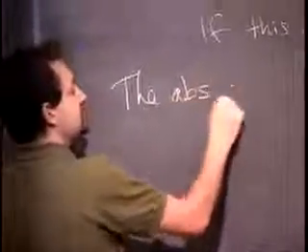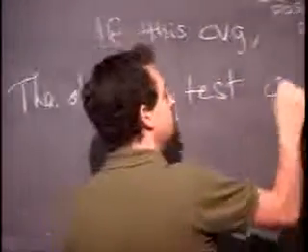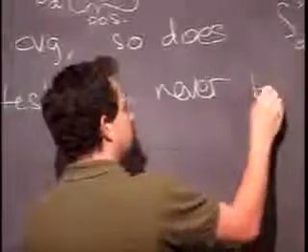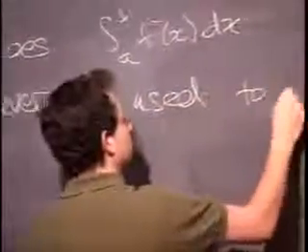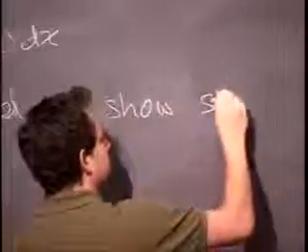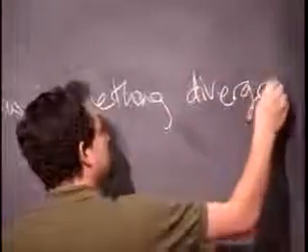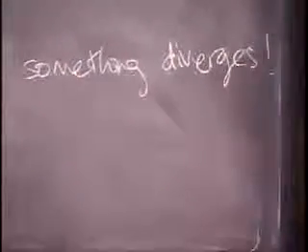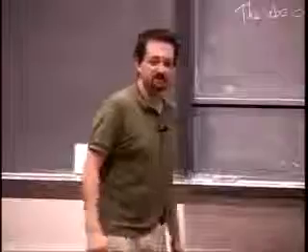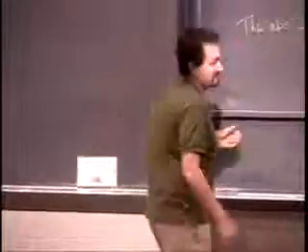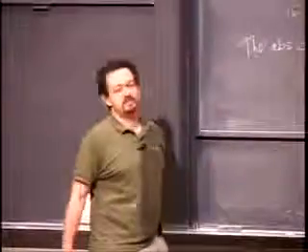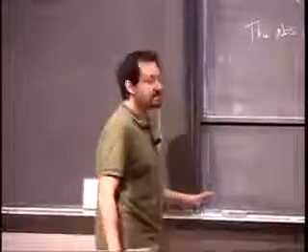In particular, the absolute convergence test can never be used to show something diverges. So if you ever write this integral diverges by the absolute convergence test, you will probably get 0 for the problem. Or even negative points if we're sufficiently outraged. Okay, I don't think you get negative points, but anyway, you should. Okay, so the absolute convergence test can never be used to show something diverges, only converges. So here is an example.